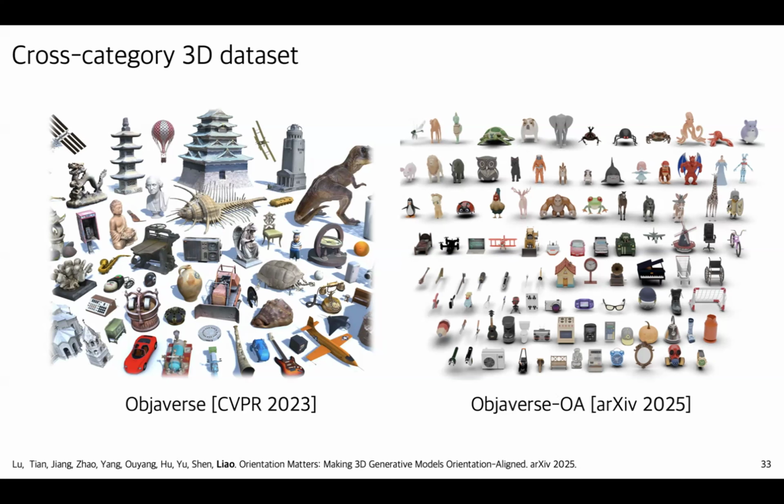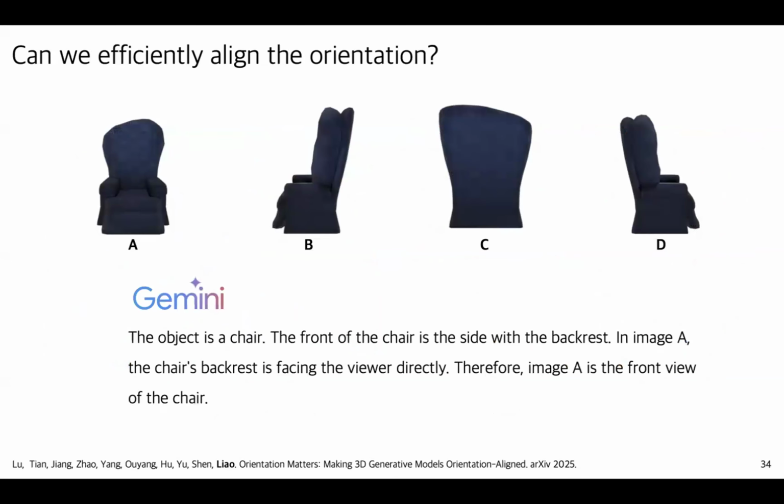And then we were asking, how can we do this more efficiently, right? Nowadays we have very powerful VLM models. So can we actually directly solve this using VLMs? We looked into whether we can just feed some images to Gemini and ask Gemini which one is the front view.